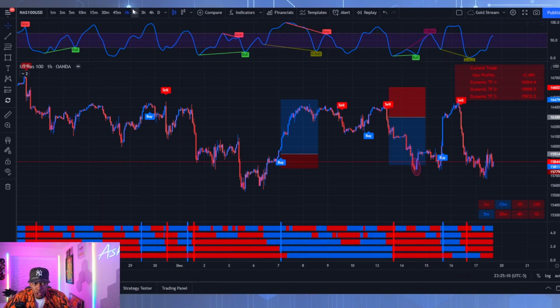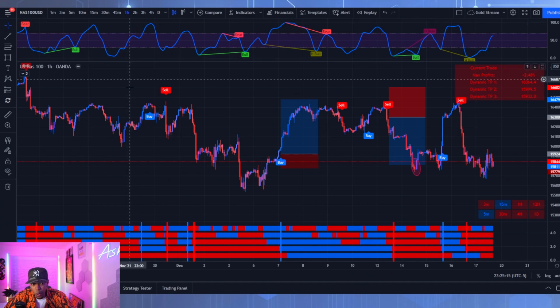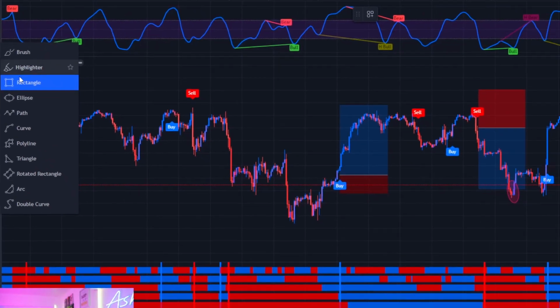The first thing that we're gonna wanna do is look at the 1 hour chart. The reason why we're gonna wanna look at the 1 hour chart is because we can also dial in on lower time frames to see exactly where our key zones match up on those charts. So in the TradingView app, you're gonna go ahead and click right here. You're gonna wanna click this rectangle.